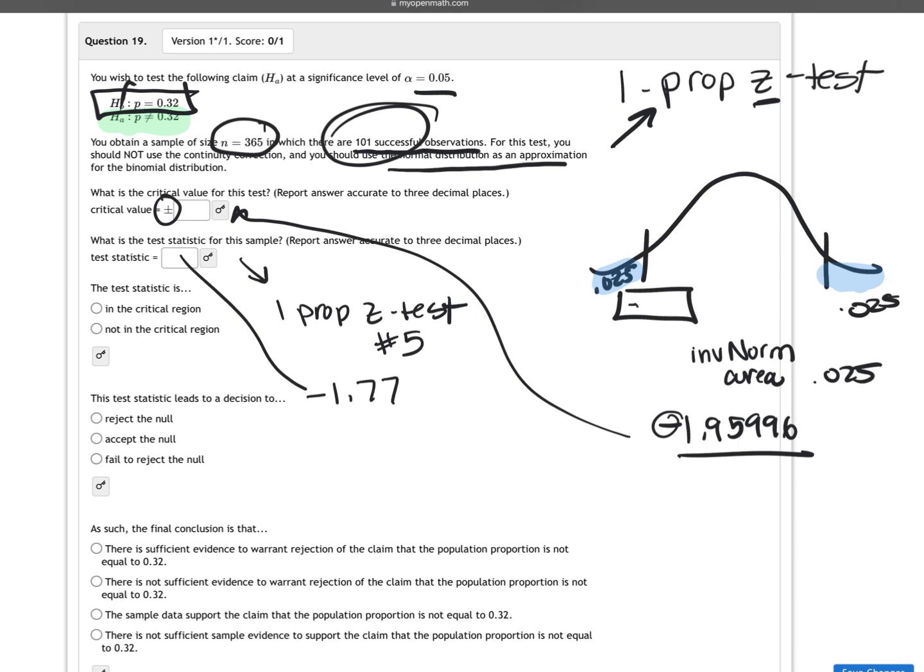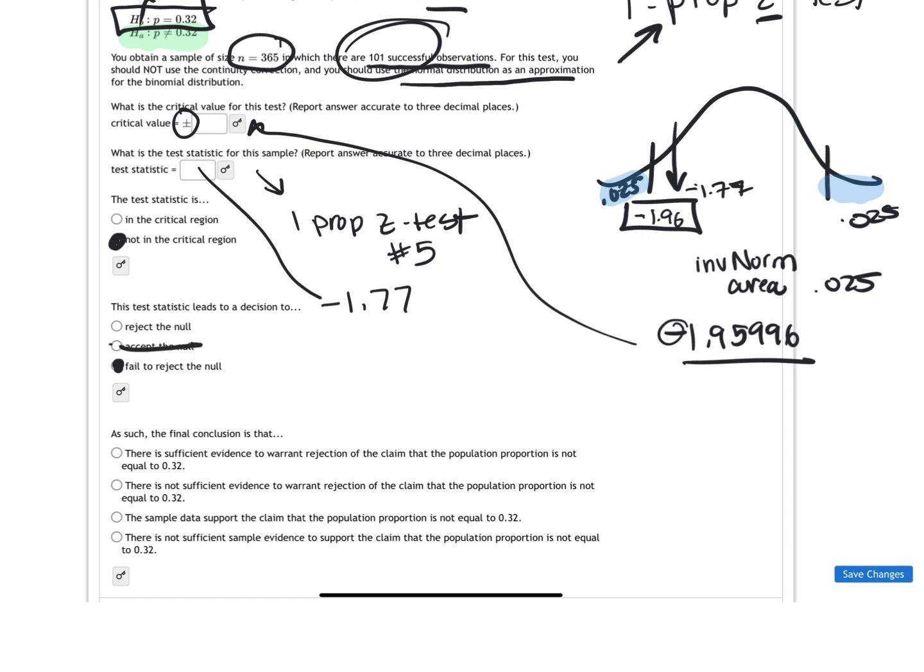Now, this number is negative 1.96. Negative 1.77 is right here. It is not in my shaded area, so it is not in the critical region. I failed to reject the null. You never accept this one. That's always a red herring. And then it says, there is not sufficient sample evidence to support the claim that the population proportion is not equal to 0.03. This one right here.